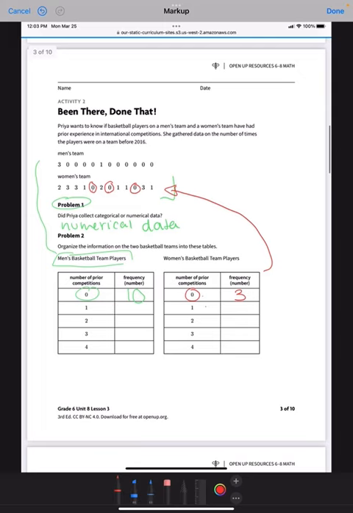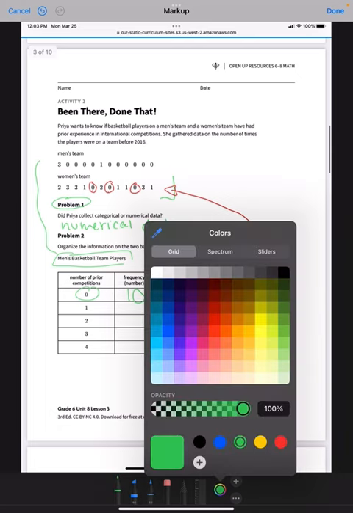All right, the rest of the charts would look like this. And the boys would look like this.